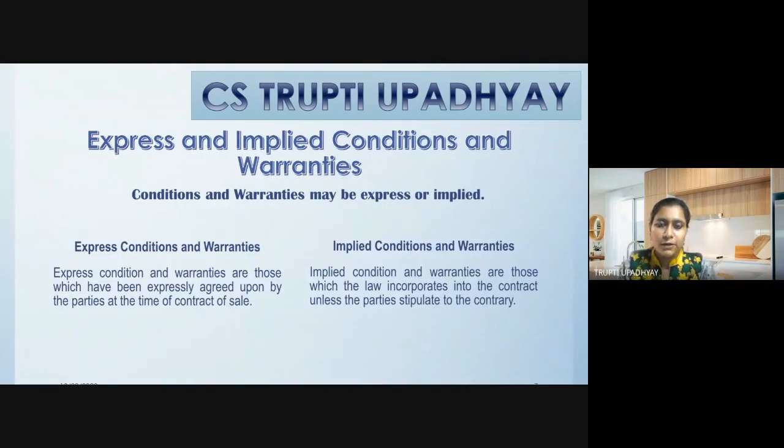Now we'll learn about expressed conditions and warranties versus implied conditions and warranties. So conditions and warranties basically may be in the form of expressed or implied. Now let's understand first the express conditions and warranties. The express conditions and warranties are those conditions and warranties that are specifically and expressly agreed between the parties at the time of contract of sale.